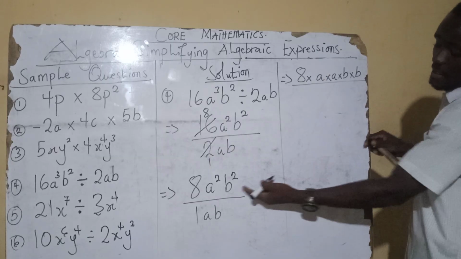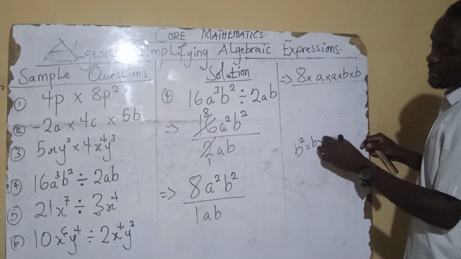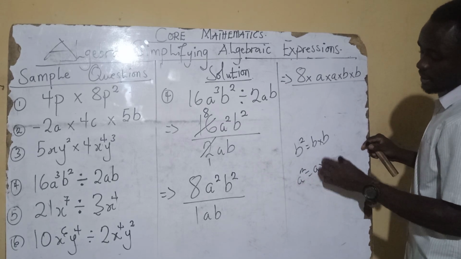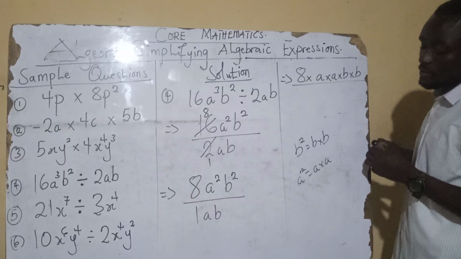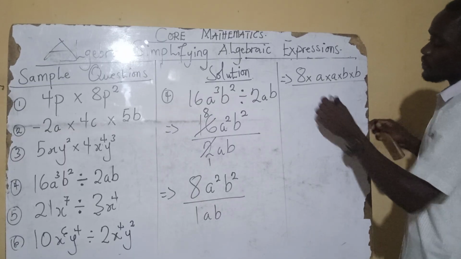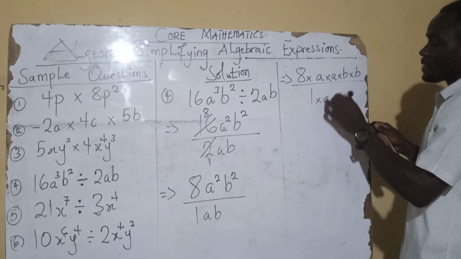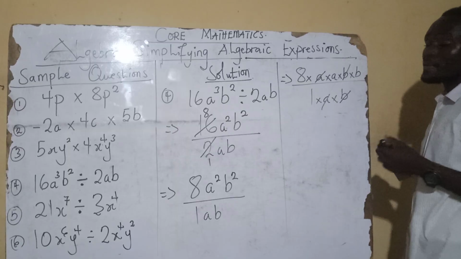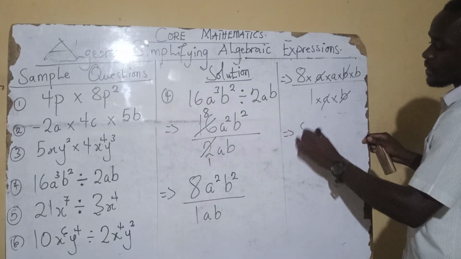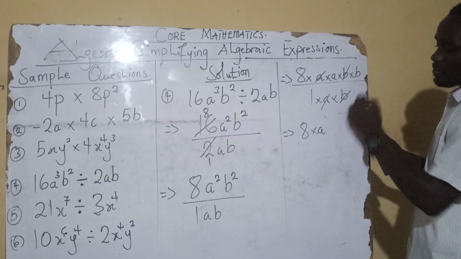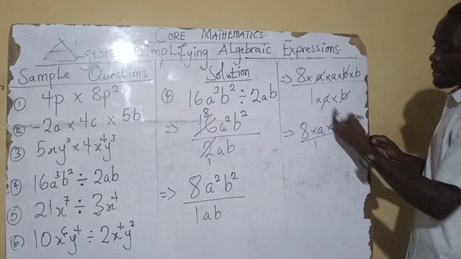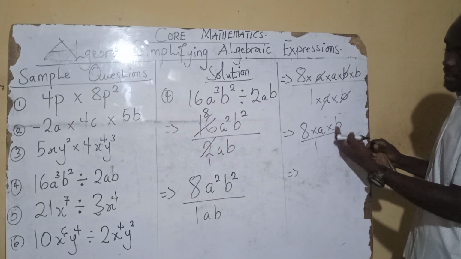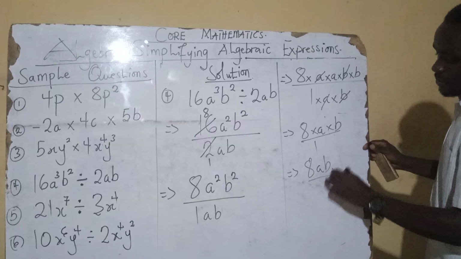Are you following? Now here b squared is the same as b times b, and that's what I have done here. A squared is also the same as a times a. Let's continue. So I have over 1 times a times b, so that the a will get rid of this and the b will get rid of that. So let's see what we have left. We have 8 multiplying a multiplying b, all over 1. So here we can multiply a times b, getting 8ab all over 1.